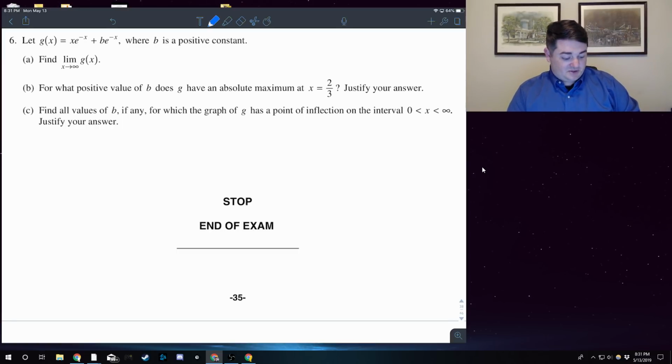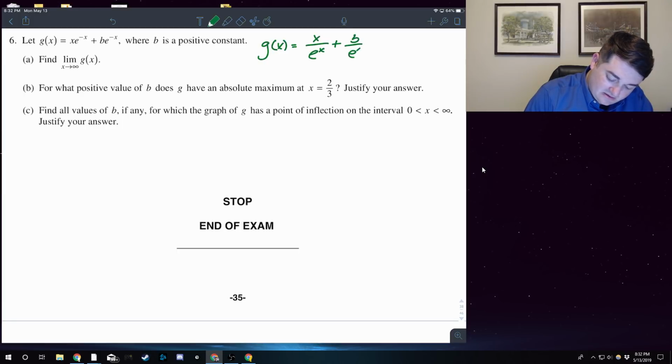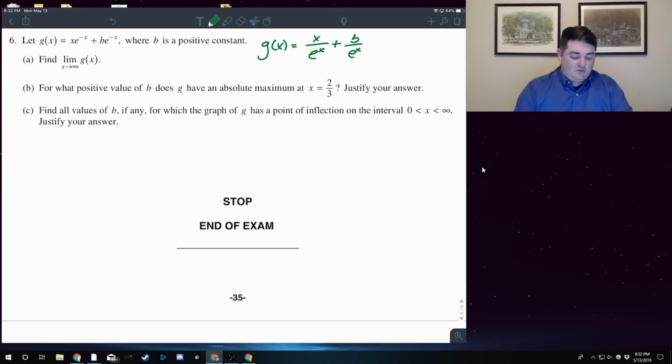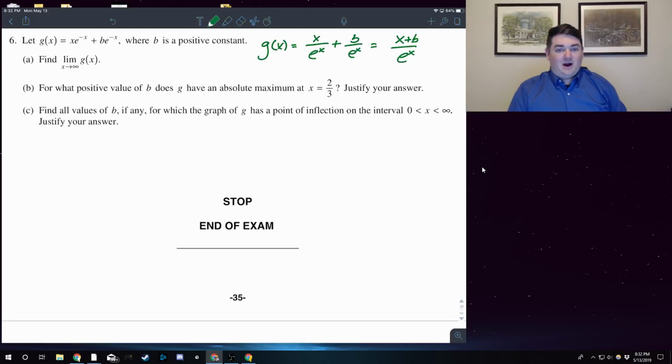So, number 6, let g of x equal x e to the negative x plus b e to the negative x, where b is a positive constant. So one thing I want to do, I see negative exponents, and this might feel a little bit like cheating, but I kind of know that I want to rewrite this. This is x over e to the x plus b over e to the x. Why is it helpful to do this? Because I can see I have a common denominator. So this is just x plus b over e to the x. Now, why did they not give it to you that way? Probably because they want to confuse you.